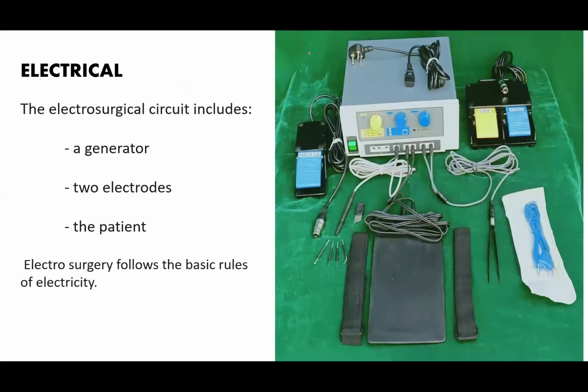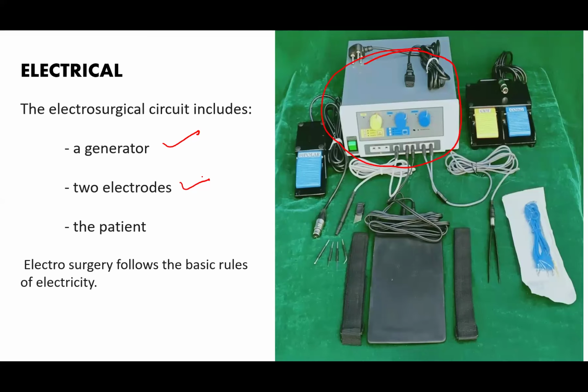Now, you need to understand an electrosurgical circuit. This is the common one we all know, our diathermy machine. The circuit includes a generator, which you can see. This is the generator of the electricity, the current. After the generator, you have two electrodes.